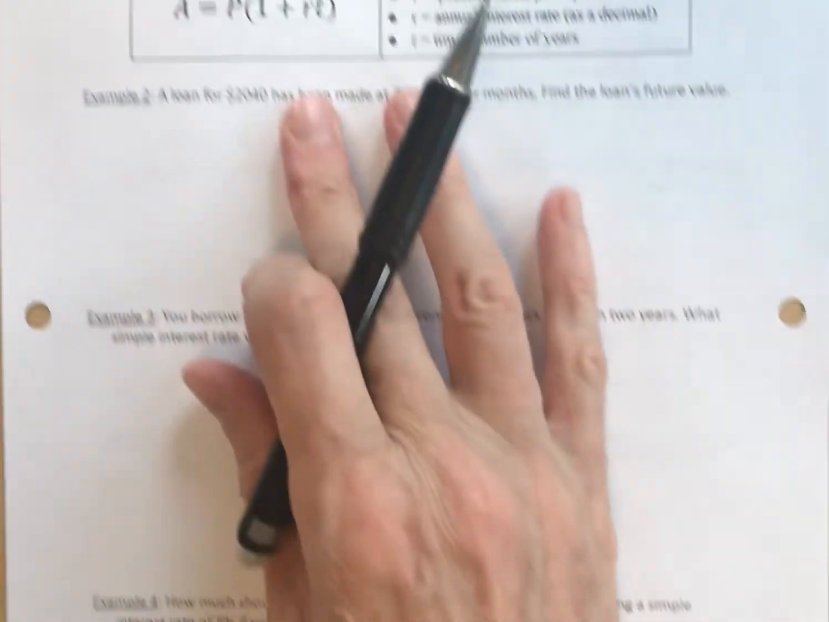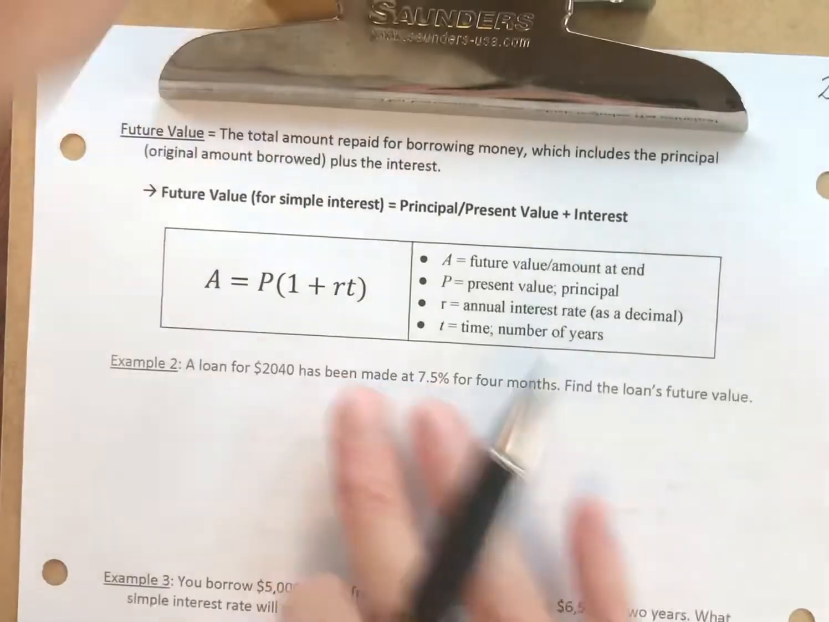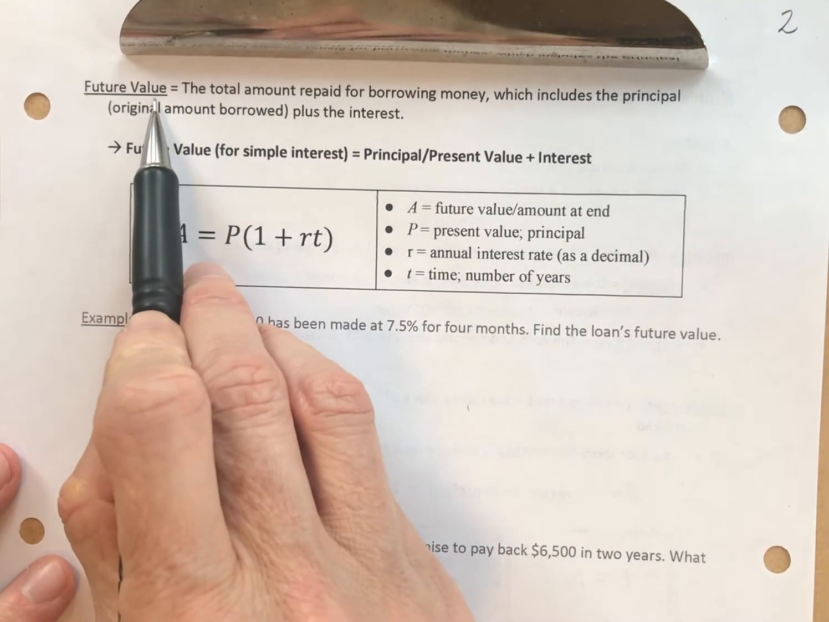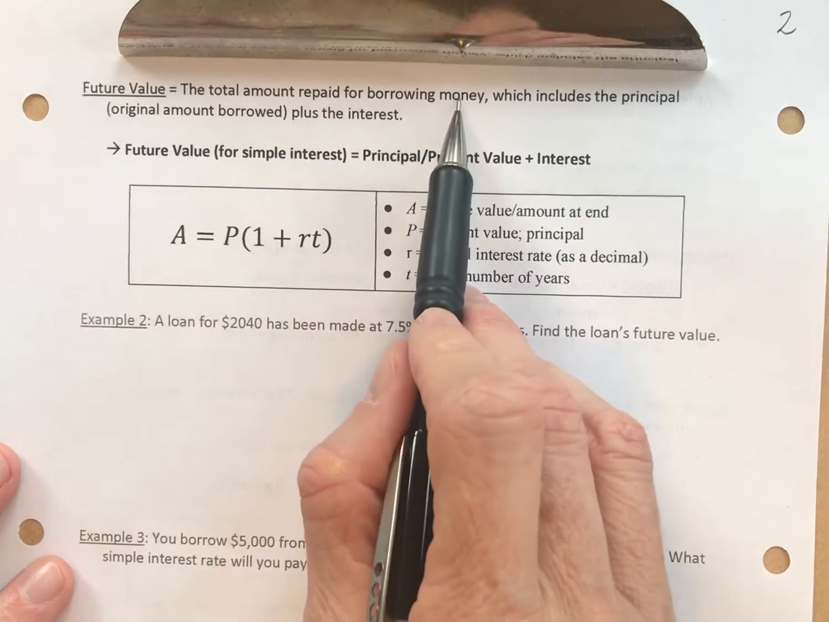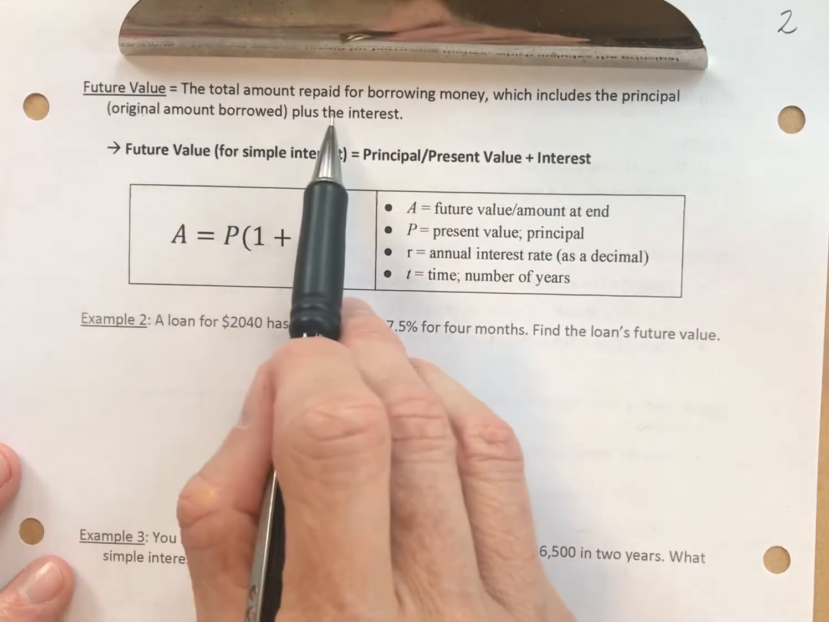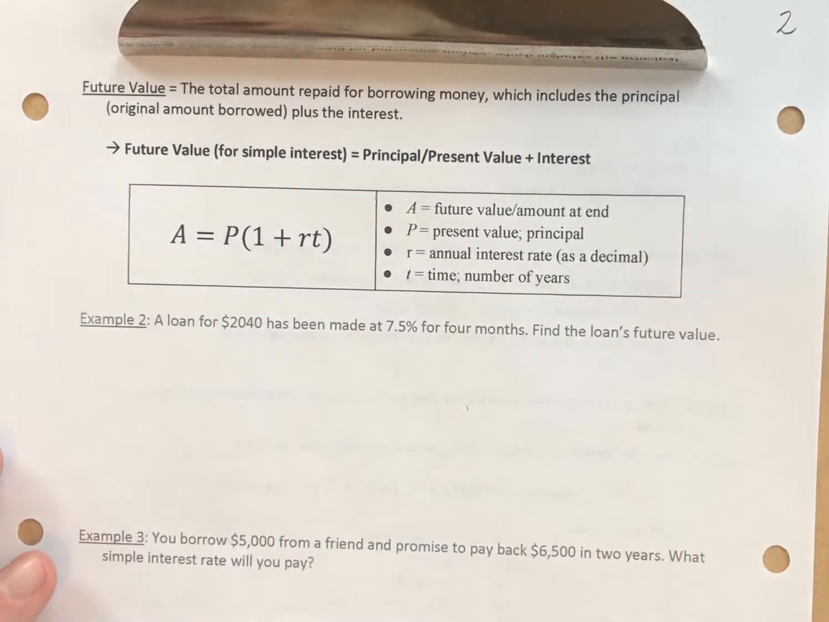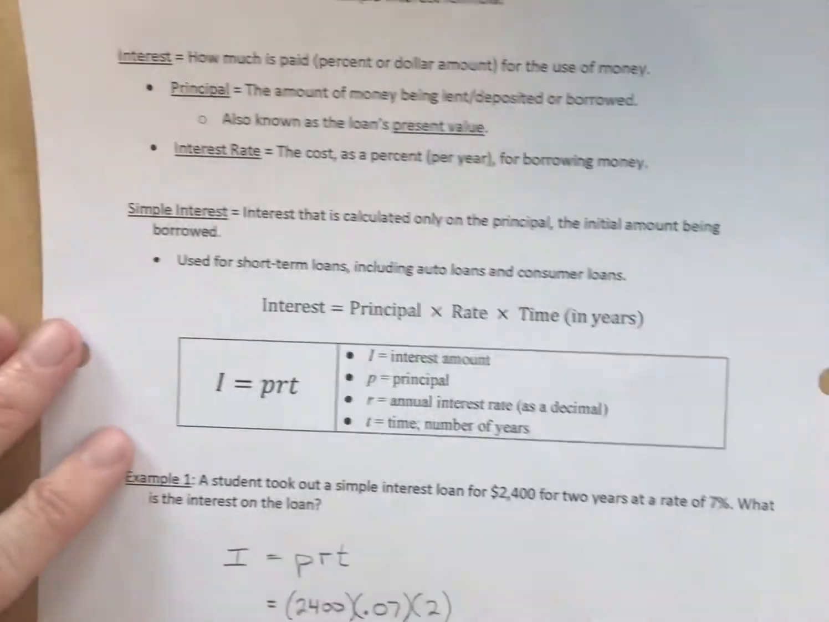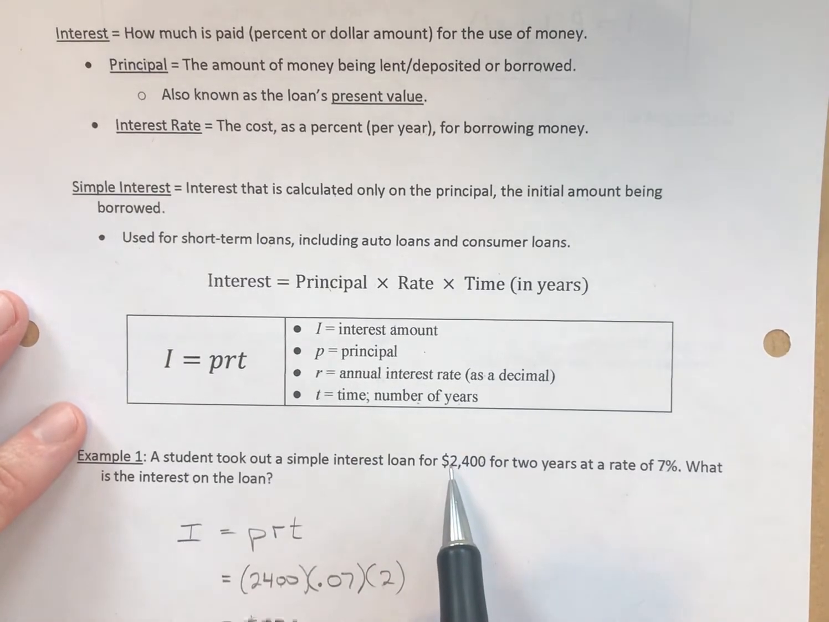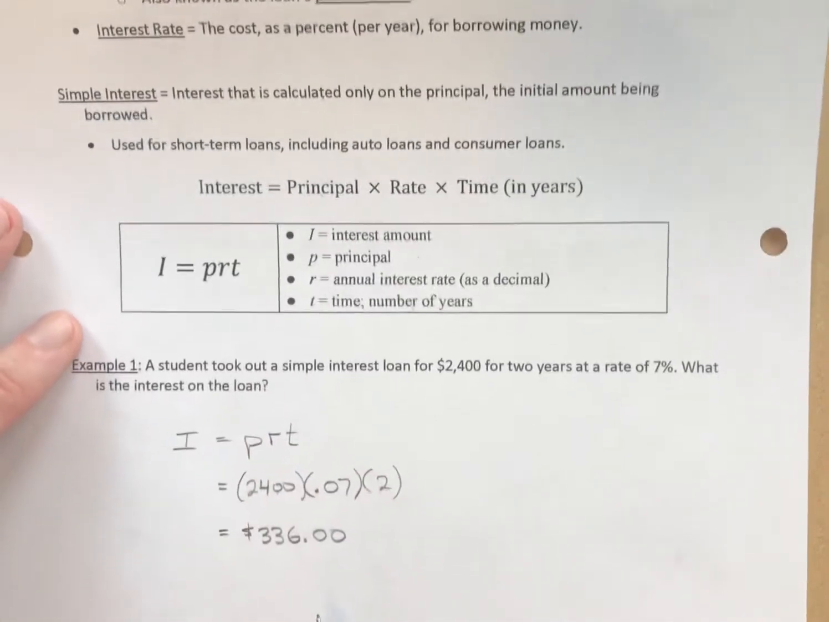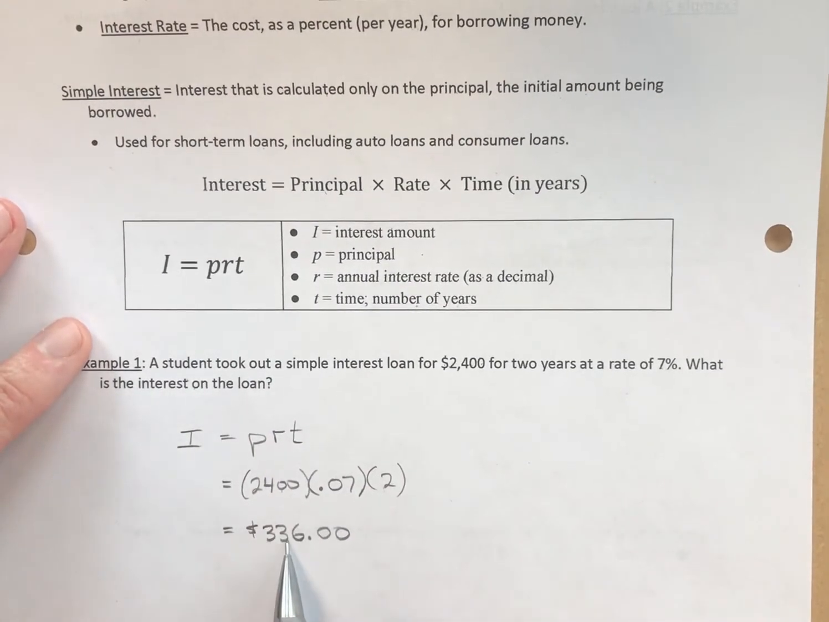Okay, let's take a look at future value. Future value is the total amount you're going to repay for borrowing money. It includes the principal, which is how much you borrowed, plus the interest. And I just kind of spoke to this in example number 1. We go back to here. The present value, or the principal, is $2,400. The future value is the principal plus the interest, $2,736. That's the future value of this loan.